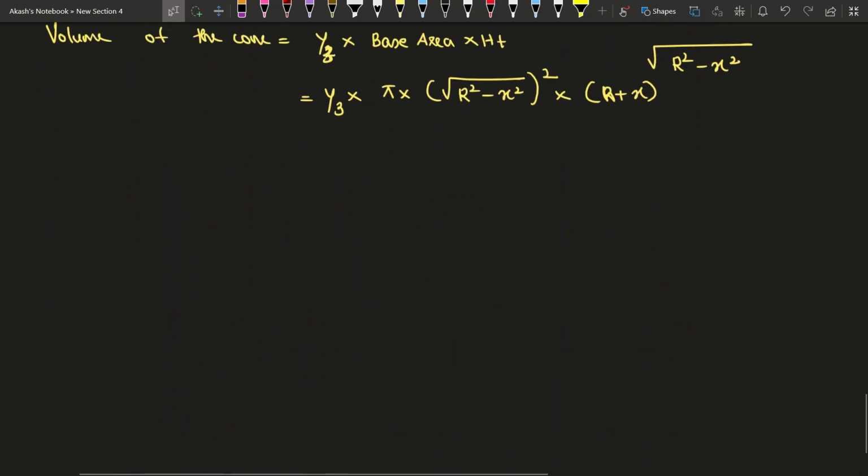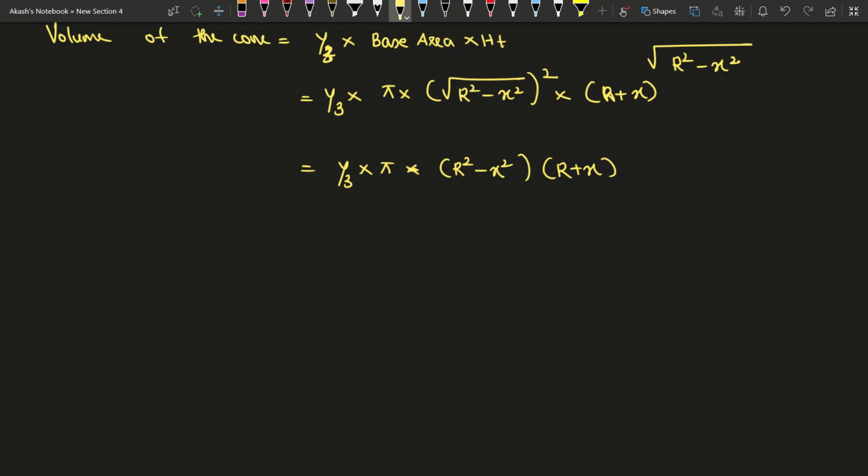So when you open up, you will get 1/3 π √(r² − x²) squared, that will become (r² − x²) into (r + x). If you open up the bracket, you will get 1/3 π into r²(r + x) − x²(r + x).